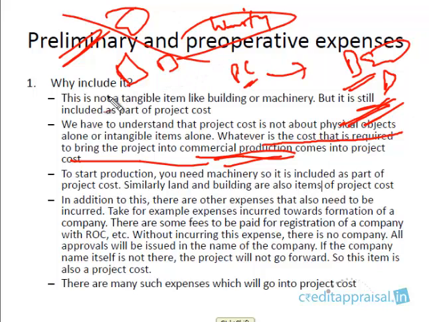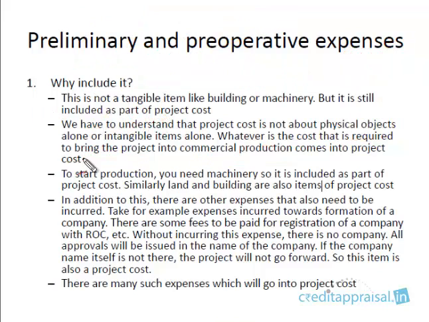There are some additional expenses that go into it. There is some additional cost incurred in bringing this project into commercial production. So till the stage the project comes into commercial production, all the cost incurred comes into the project cost. To start production, you need land, building, and machinery, which are obvious items of project cost. But in addition to this, there are some other expenses.